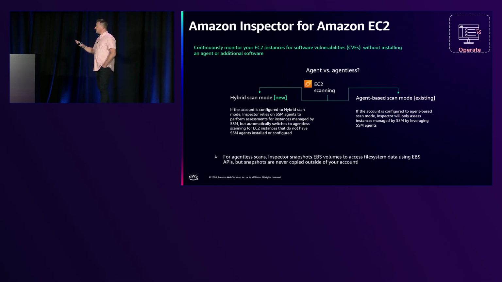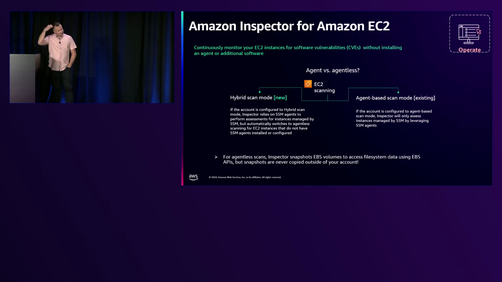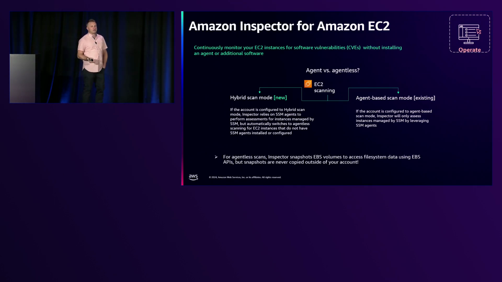But recently, there's another option, the hybrid scan mode. And this is pretty cool because it helps with certain workloads that maybe customers don't want to give that IAM permissions to, or they don't want network connectivity, or they don't even want to install the SSM agent on. In any of those scenarios, you can enable the hybrid scan mode in the Inspector console.